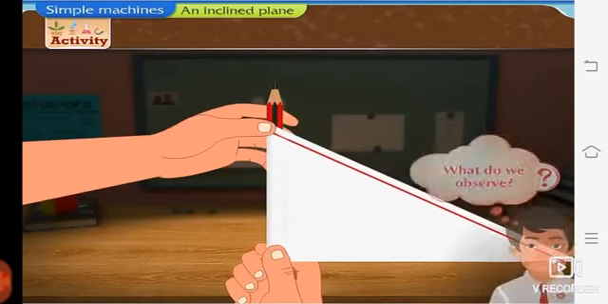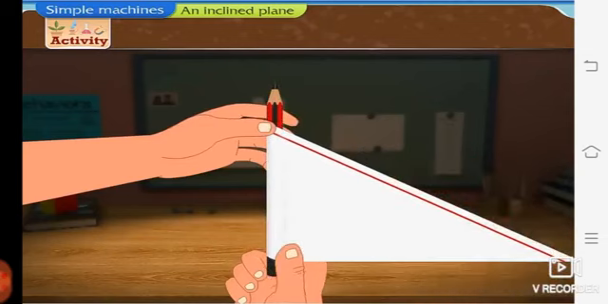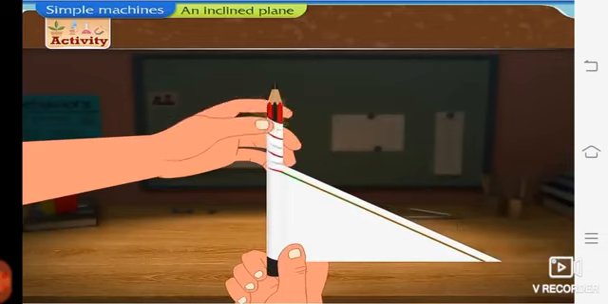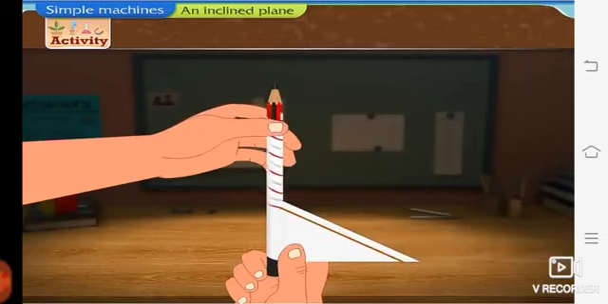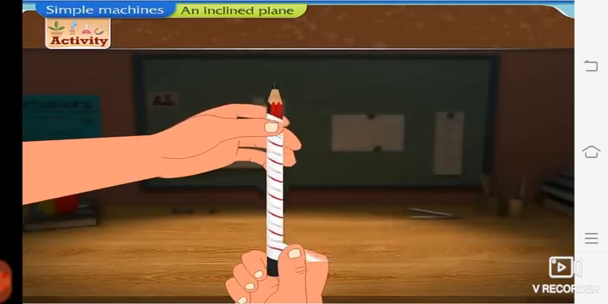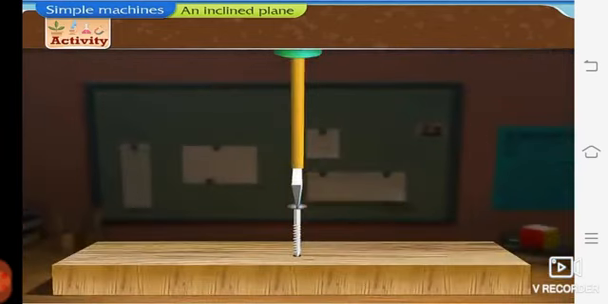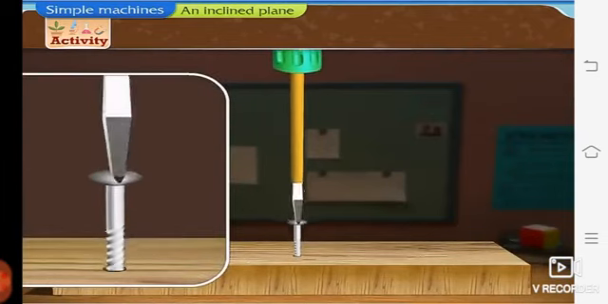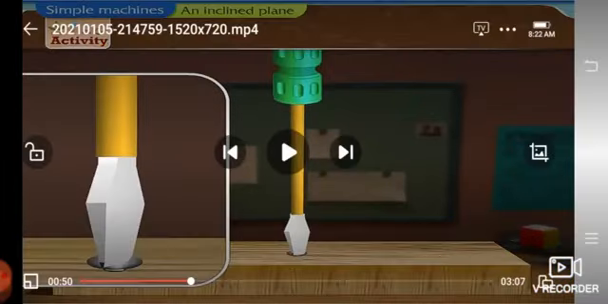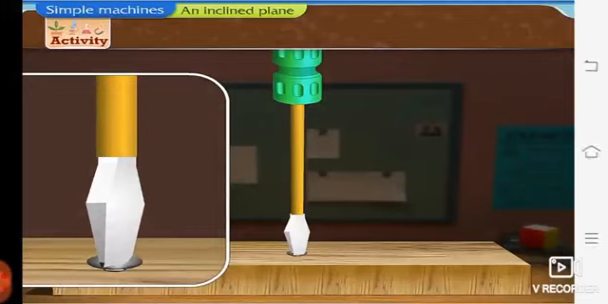What do we observe? We observe that the inclined side AC of the triangle descends gradually from A to C. That means the size of the paper goes on decreasing. In the same way, the threads on a screw are made. That is why when a screw is fitted in wood, it goes as if it is going down an inclined plane. Means when we are fitting this screw on wood, the screw already has threads on it, and those threads are like an inclined plane. That is, they are slanting threads.